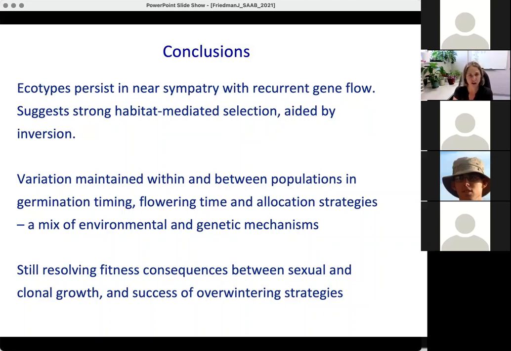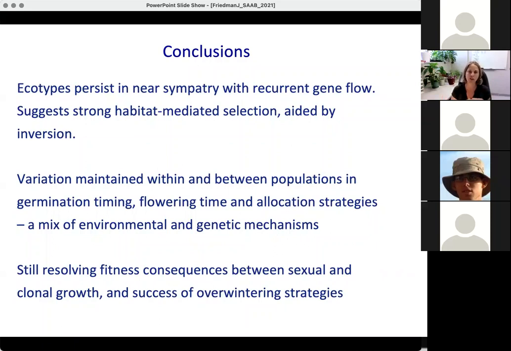There's lots of variation maintained both within and between populations in terms of germination, flowering, and allocation. There's a mix of plastic environmental components to timing these things, and also genetic mechanisms that are maintained in different environments. And we're still trying to figure out this complex relationship between sexual and clonal growth.